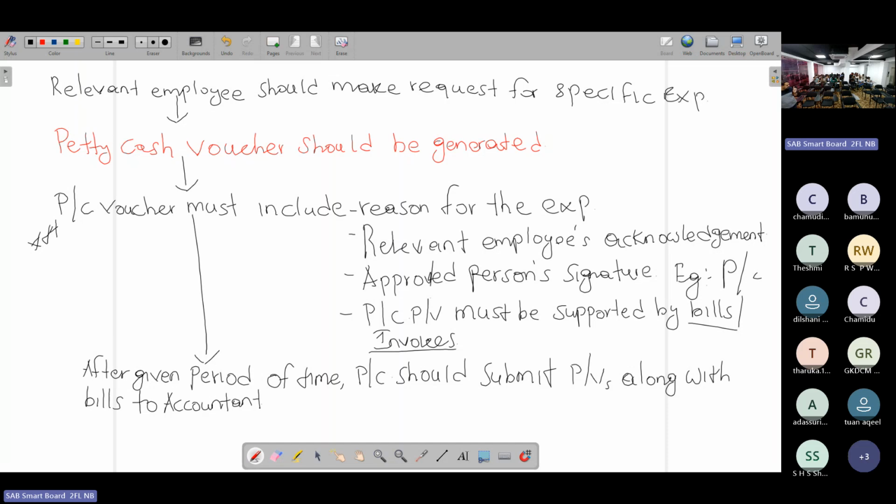The small point is the last point. Right after this, once the petty cashier submits these bills and the payment voucher to the accountant, the accountant should, as a last point, mark or record those expenses in the petty cash.